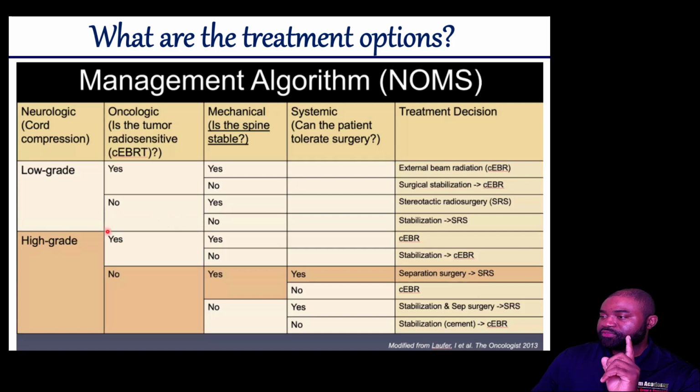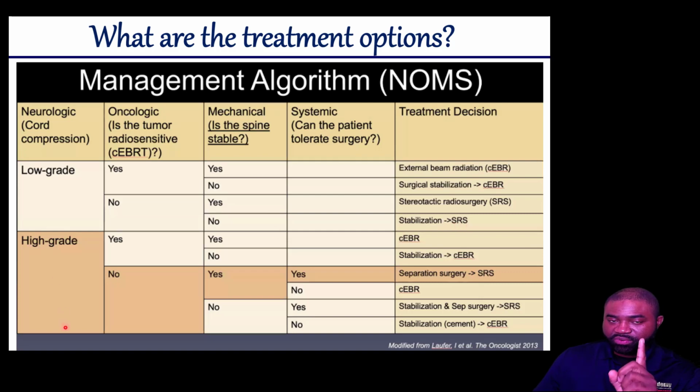Now, if we have a low grade, either from grade 0 to 1, and the spine is stable, but the histology is radioresistant. Typically, radioresistant histologies originate from renal cell carcinoma. And so if we have a radioresistant histology and the spine is stable, then stereotactic radiosurgery is recommended for the patient. But if the spine is not mechanically stable, then stabilization surgery must be completed before stereotactic radiosurgery.